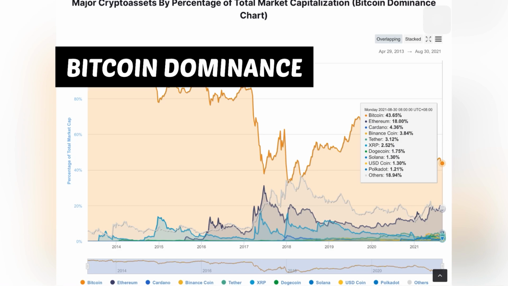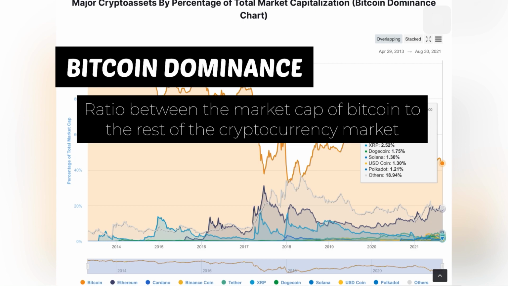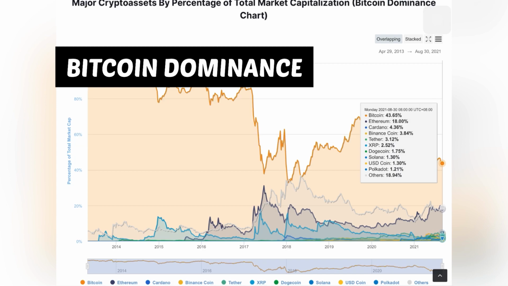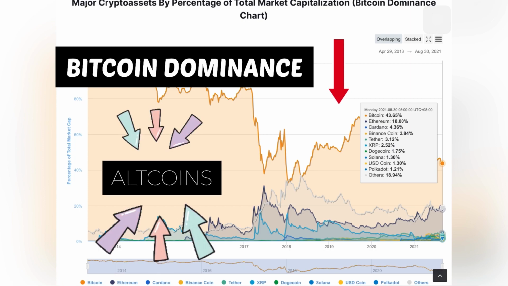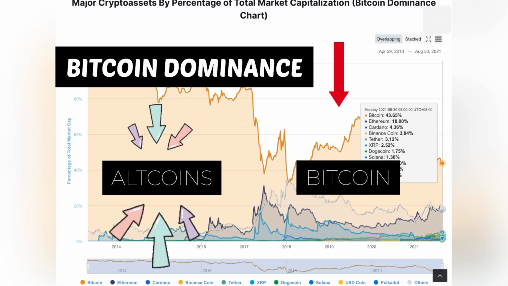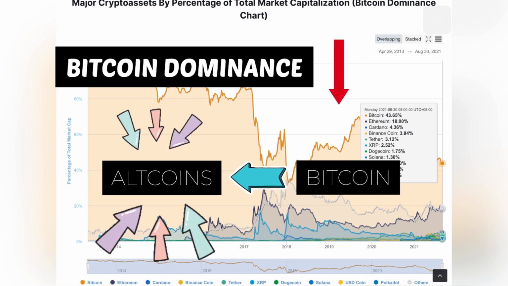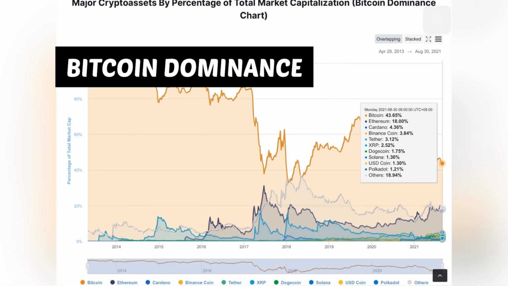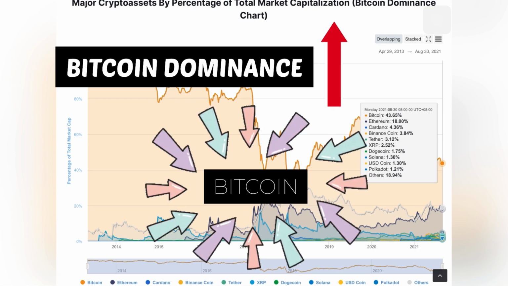Now, Bitcoin dominance is referred as the ratio between the market cap of Bitcoin to the rest of cryptocurrency market. If the dominance of Bitcoin decreases, this means that the interest for new capital is being put into altcoins than Bitcoin. Or, it also means that most capitals are being transferred from Bitcoin into altcoins. Hence, the so-called altcoin season. On the other hand, if Bitcoin dominance naman is increasing, this means that crypto investors are more into Bitcoin than altcoins.